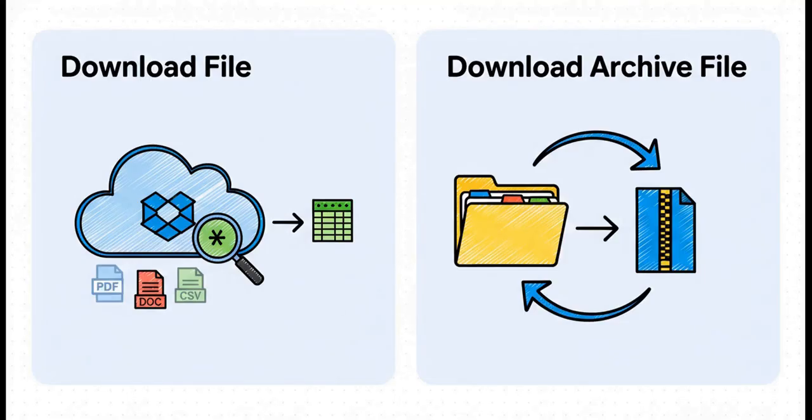On one hand, you can download file. This is your go-to for just grabbing one specific file. And what's really cool is that it supports wildcards, so you can tell it to, say, grab all the CSV files from yesterday. The other choice is download archive file. This one's awesome. It just grabs an entire folder and bundles everything up for you in one single zip file.